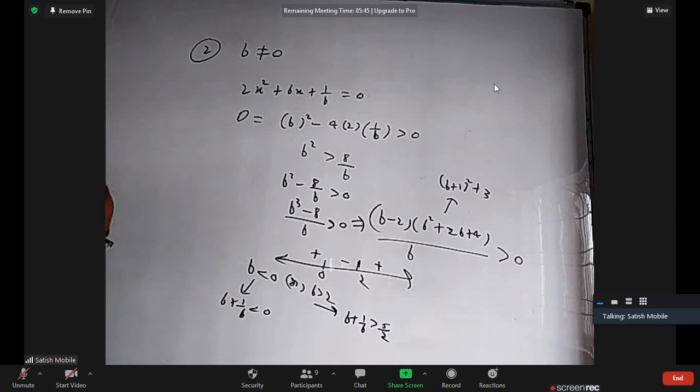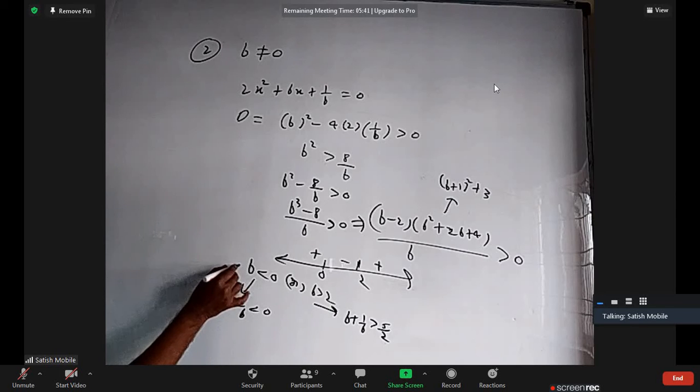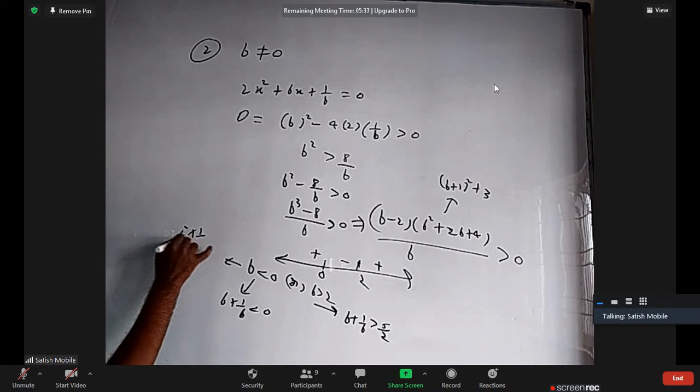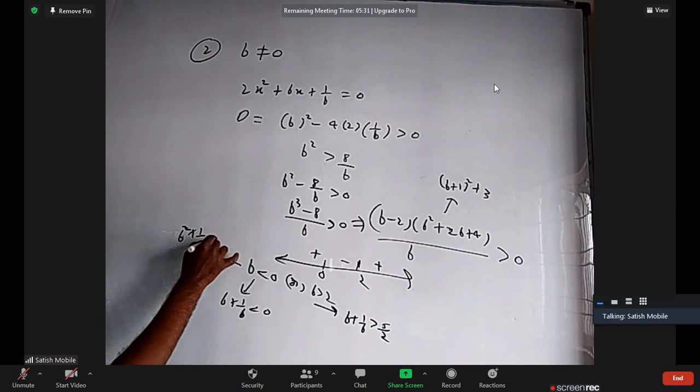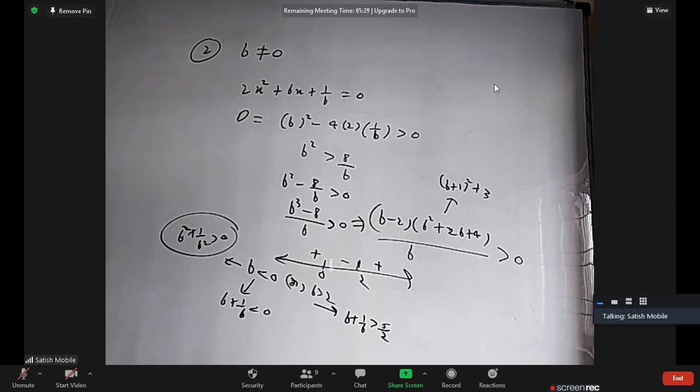Option D, they gave b square plus 1 by b square is less than 4. That is also not correct, because if I take this, b square plus 1 by b square can be a very high value. If you take minus 100, minus 1000, minus 1 lakh, it can be even greater than 4, but they give less than 4. So only option C is left.